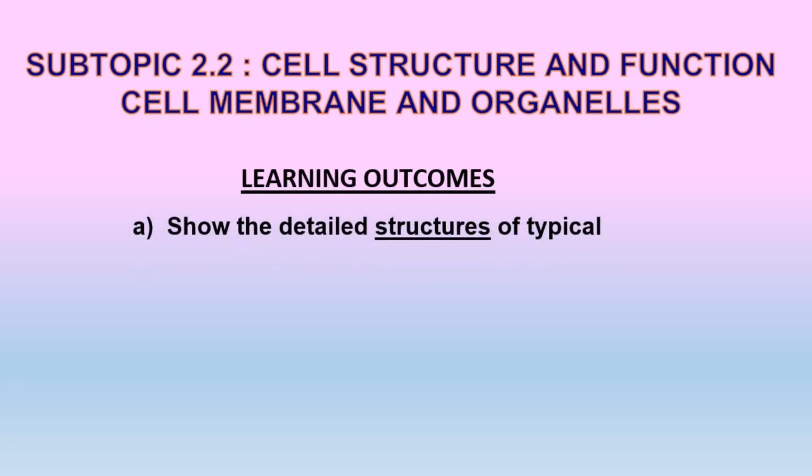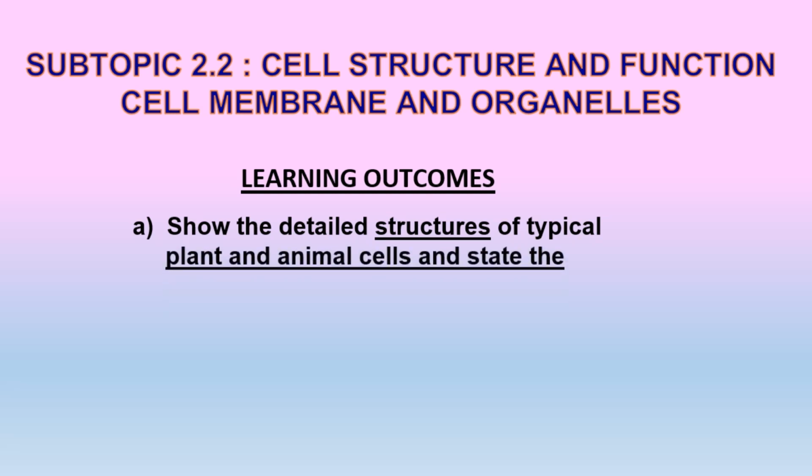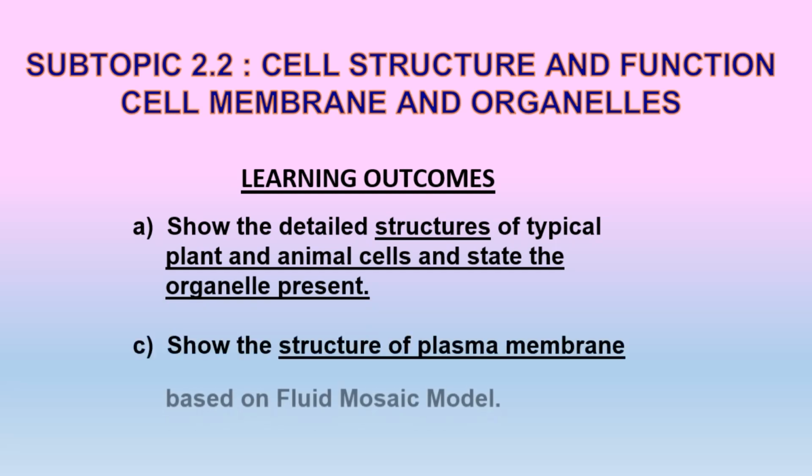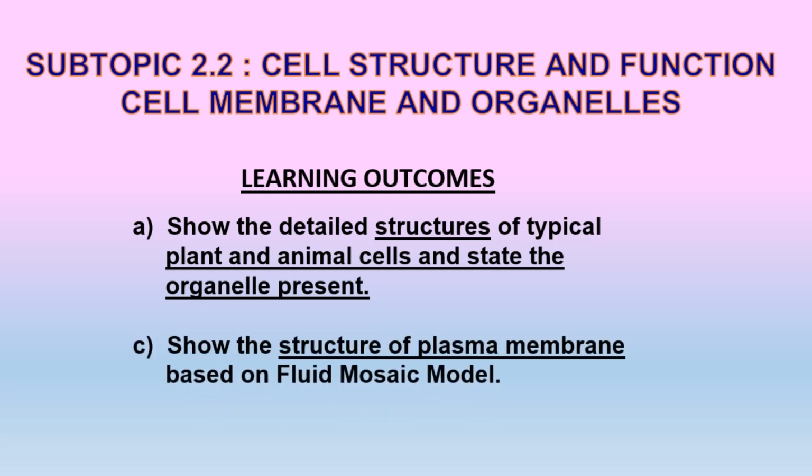For subtopic 2.2, cell membrane and organelles, for the learning outcome, students should be able to show the detailed structure of typical plant and animal cells and state the organelles present, and show the structure of plasma membrane based on the fluid mosaic model.